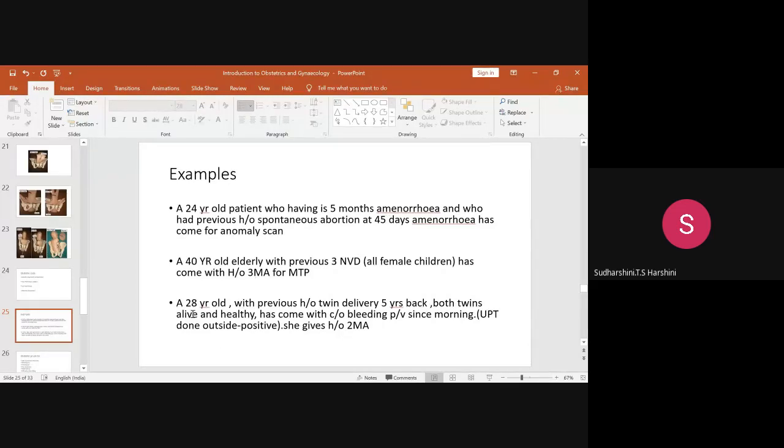This one, a 28-year-old with previous history of twin delivery 5 years back. Both twins alive and healthy, has come with complaints of bleeding PV since morning. UPT done outside is positive and she gives a history of 2 months amenorrhea. Think and answer. G2 P1 L2 A0. Yes, very good.